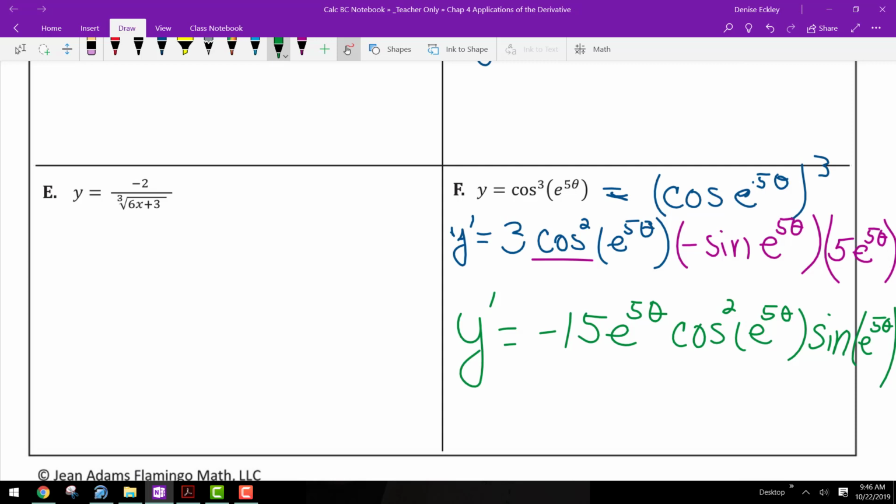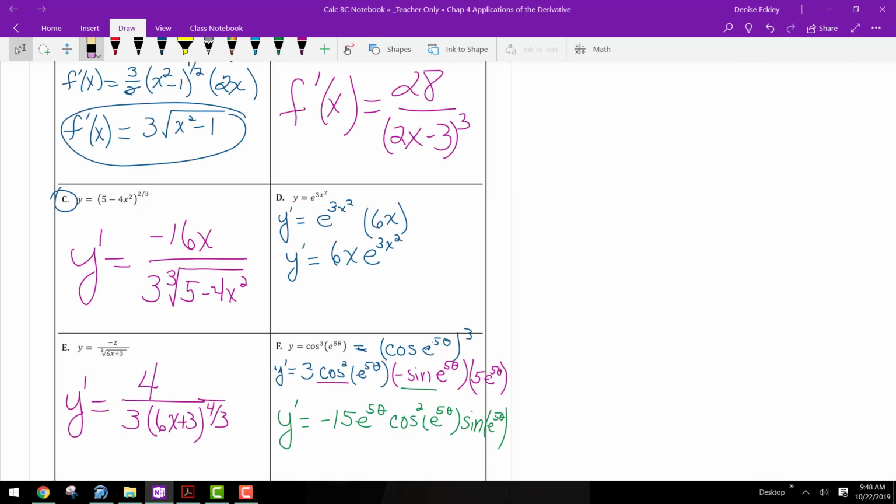So we did the power first, then we had to take the derivative of cosine, which is negative sine, and then we still had a function inside there, so we had to take the derivative of e to the 5 theta. Okay, so pause the video at this point and do the other 3, and I'm going to post the answers. Okay, there are the other 3 problems' answers, and again, as always, if you have questions on the answers, please ask in class tomorrow.